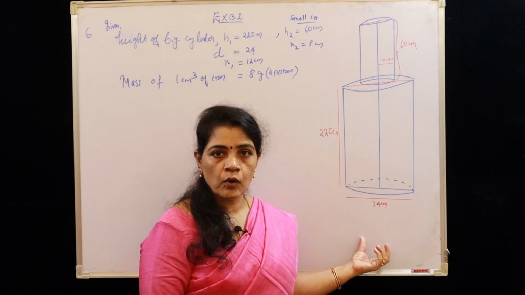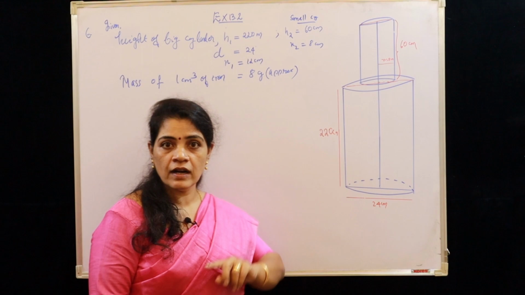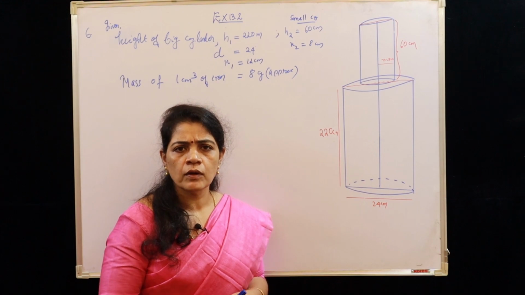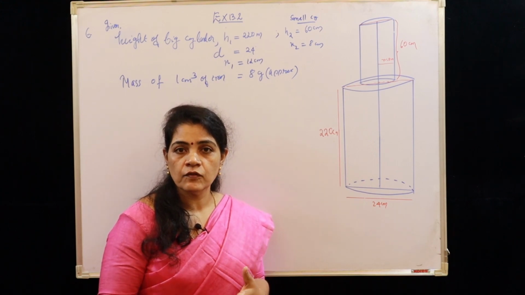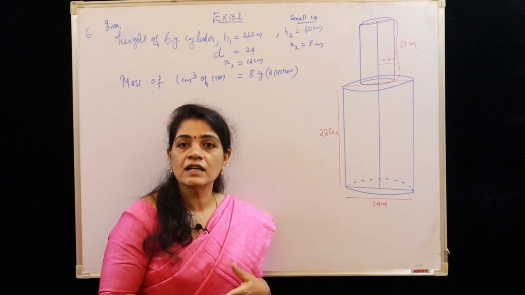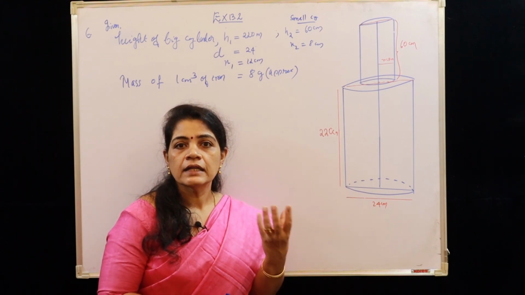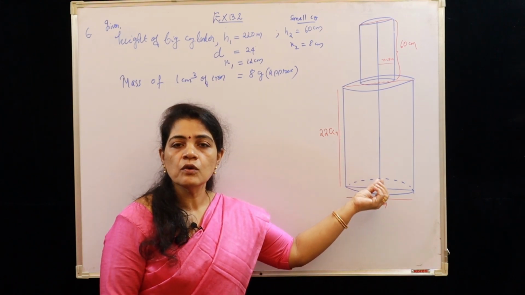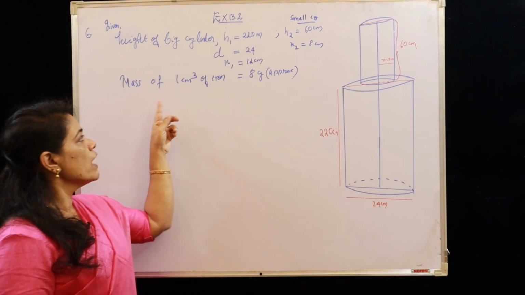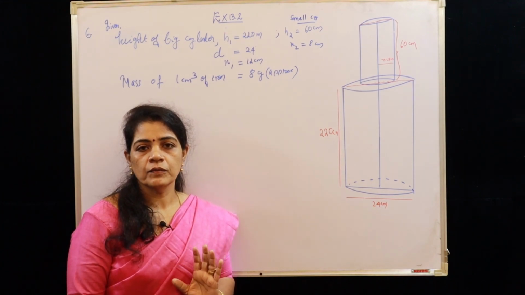Solid iron pole. The mass of 1 centimeter cube of iron is given as 8 gram approximately. So it is a very simple problem. In order to get that mass, we have to first find out the volume. All the measurements are given in centimeter, so we will get the answer in centimeter cube. Then multiply the sum of the volumes of these two cylinders into the mass, that is 8 gram per 1 centimeter cube. Hope this question is clear.